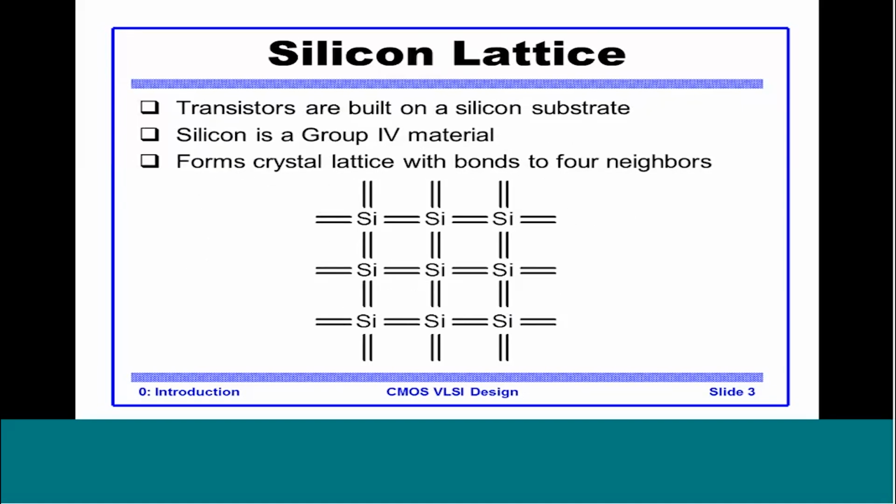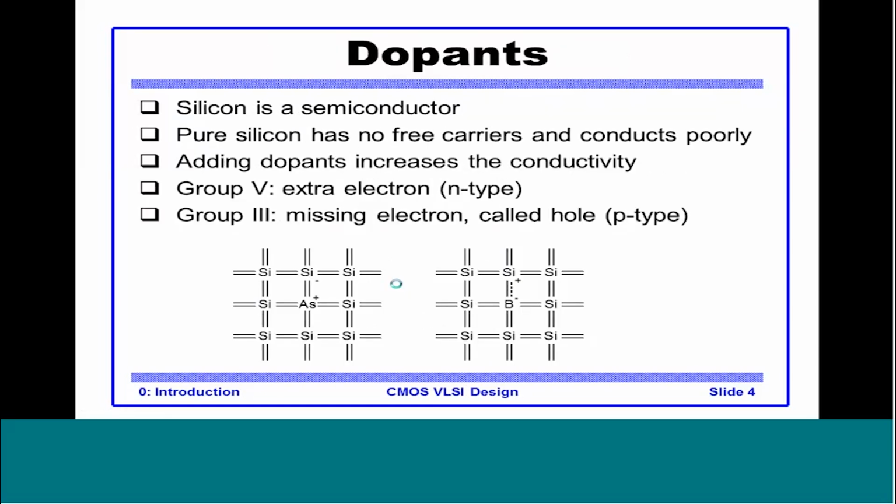Let's have a quick look at the silicon lattice. Silicon is the most popular material for VLSI designs. The transistors are grown out of a silicon substrate by the method of deposition and etching. Silicon, being a group 4 material, forms a closely bonded crystal lattice with 4 of its immediate neighbors. If you see the diagram, each silicon atom is bonded to 4 nearest silicon atoms to form a crystal lattice. Silicon is neither a conductor nor an insulator. It's a semiconductor. Pure silicon does not have any carriers because all 4 bonds are satisfied. There are no free electrons available. It's a very poor conductor.